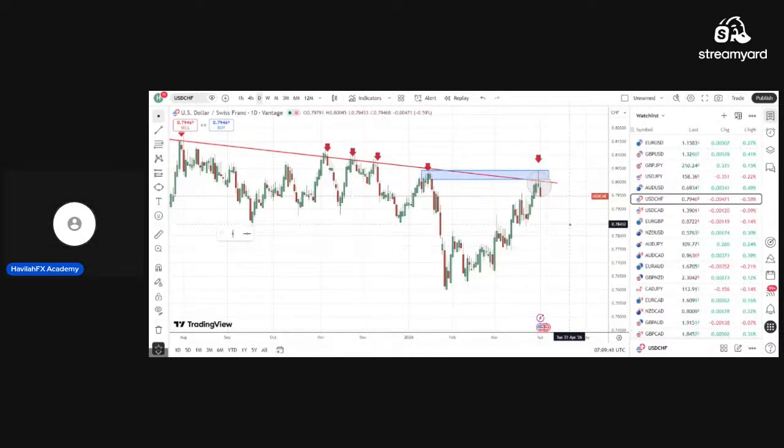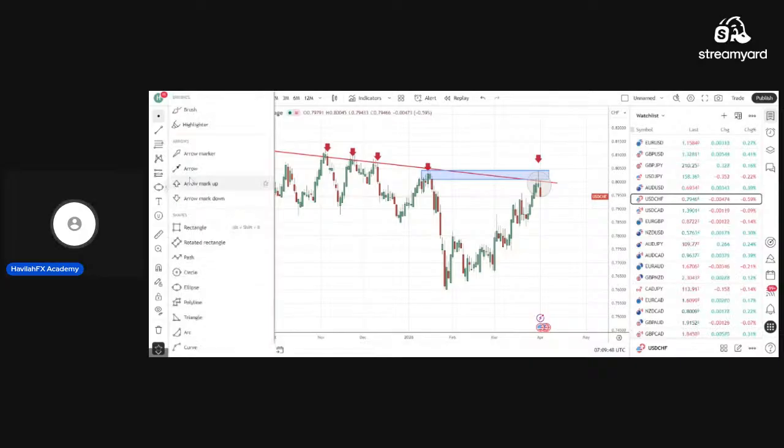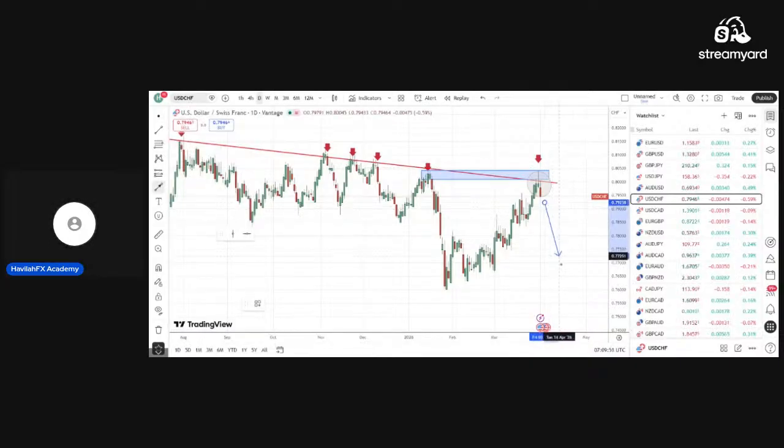All right, you can see it right there. Yeah, you can see the circle, the ellipse is there to capture it. So that's a confluence. So from this point, we are going to be looking for a bearish movement in the USDCHF going forward, because we have three valid reasons to look for a sell.